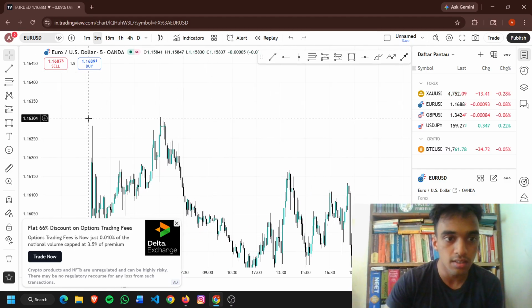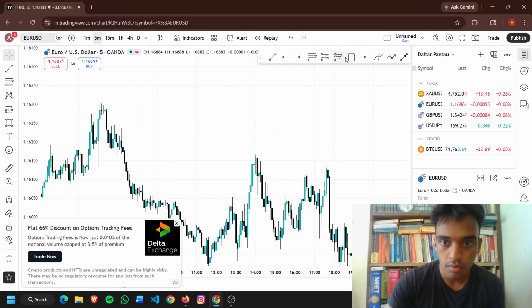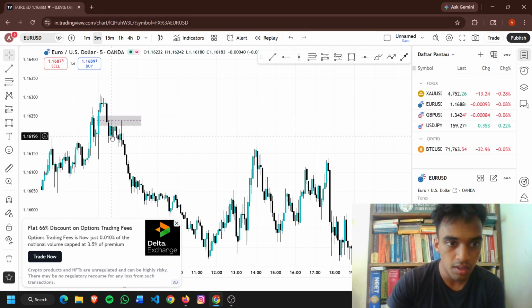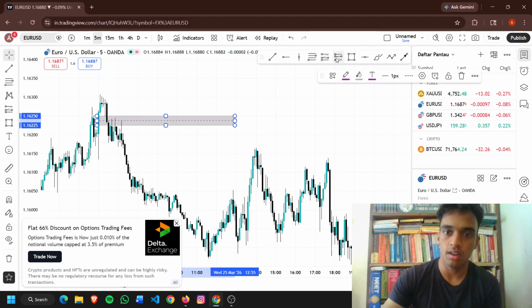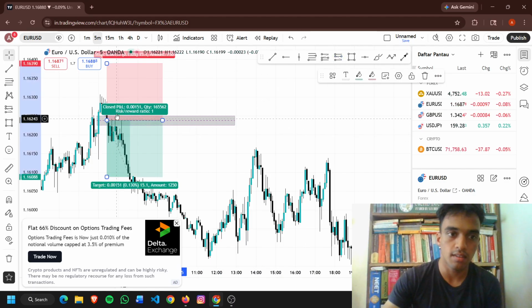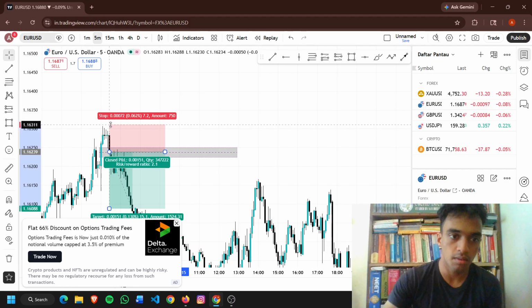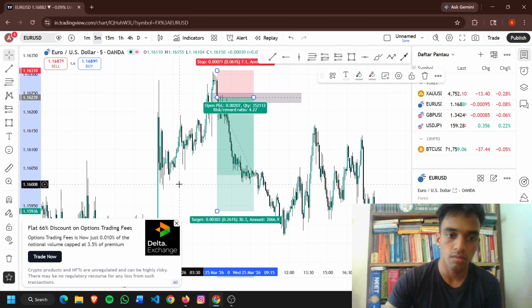Yeah, see, this is a liquidity sweep, right? And then what happened? There was an FVG before the liquidity sweep, and then it just closed below. So you could have entered over here for shorts like this. You could have kept your stop loss over here because it's a recent high and targeted these lows.